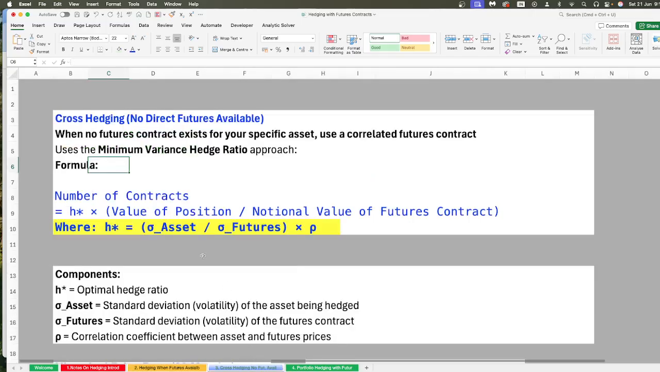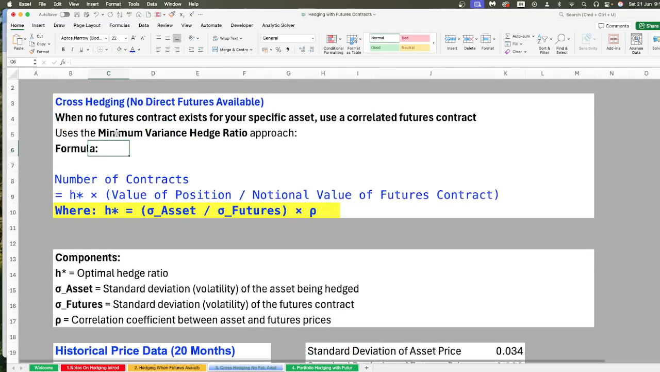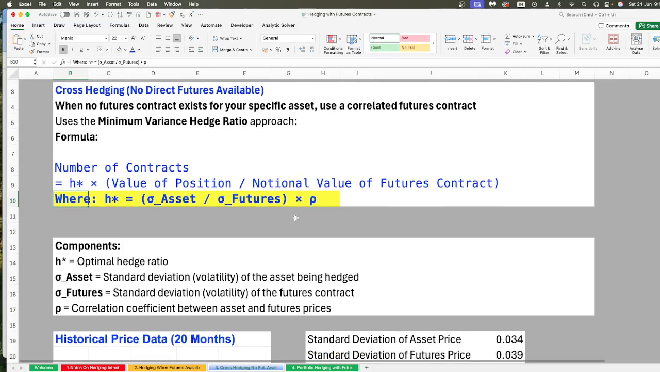Let's take the second important scenario: cross hedging, when there is no direct futures available, so you have to use a concept called the minimum variance hedge ratio. The formula for the minimum variance hedge ratio, we call it H star, is the standard deviation of the asset prices divided by the standard deviation of the change in the price of futures, multiplied by the correlation.